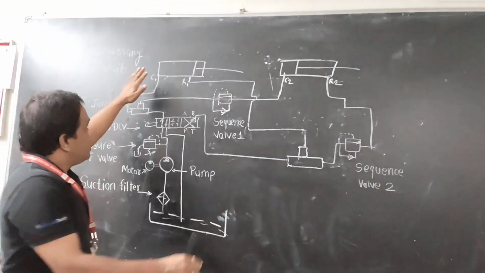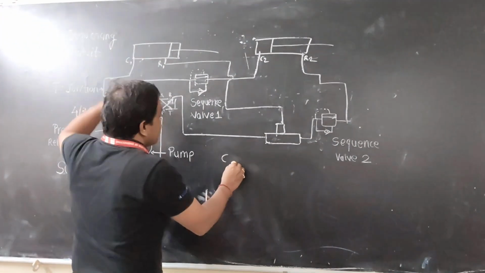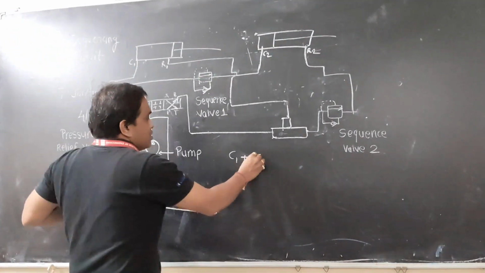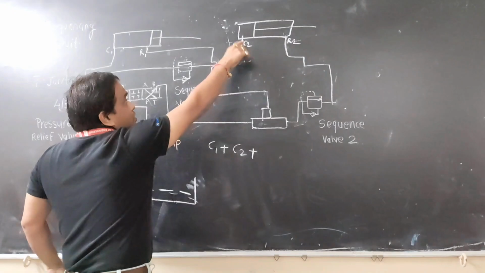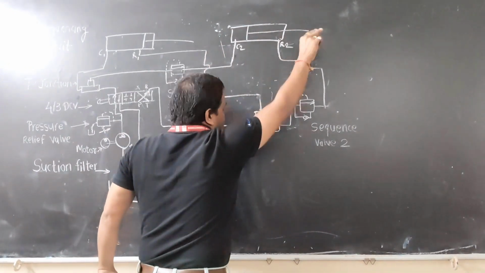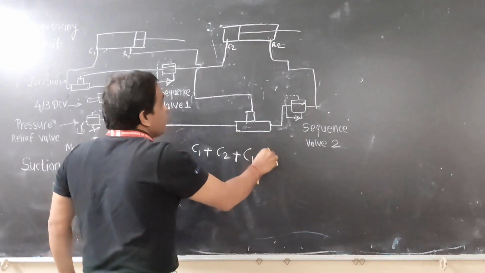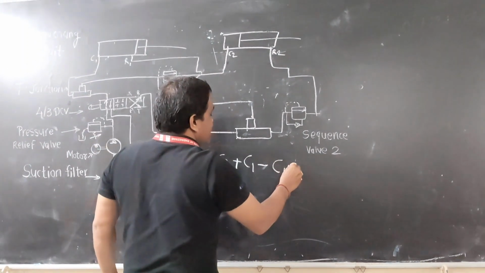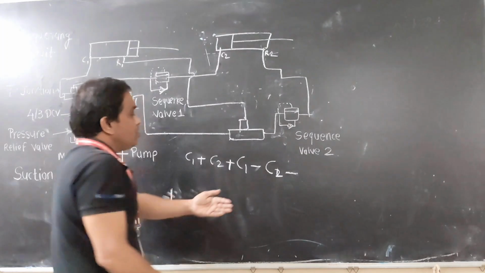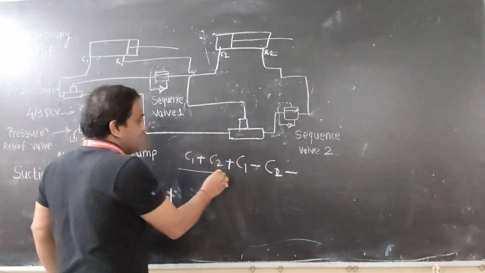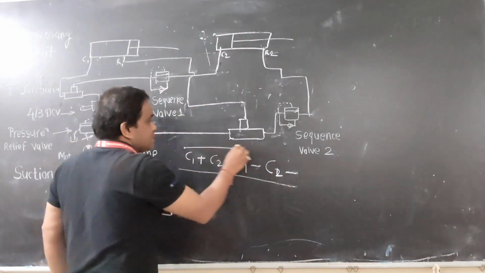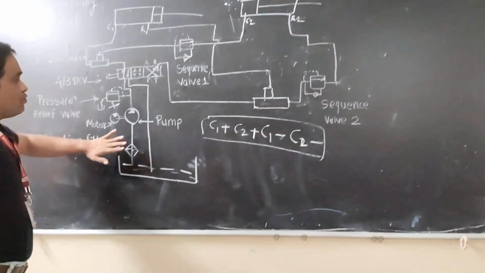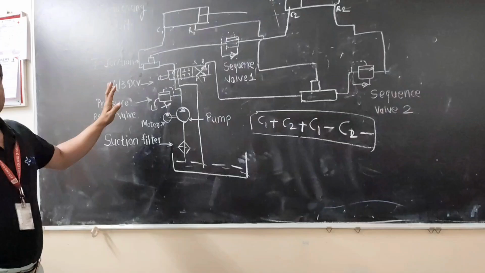You can say C1, this is cylinder 1. C1 plus means it is going in the forward direction. C2 plus means cylinder 2 is going in the forward direction. C1 minus means C1 is going in retraction, and C2 minus means C2 will go in retraction. This way you can denote it; this is the symbol to denote the sequence. So we will learn the construction of the sequence.